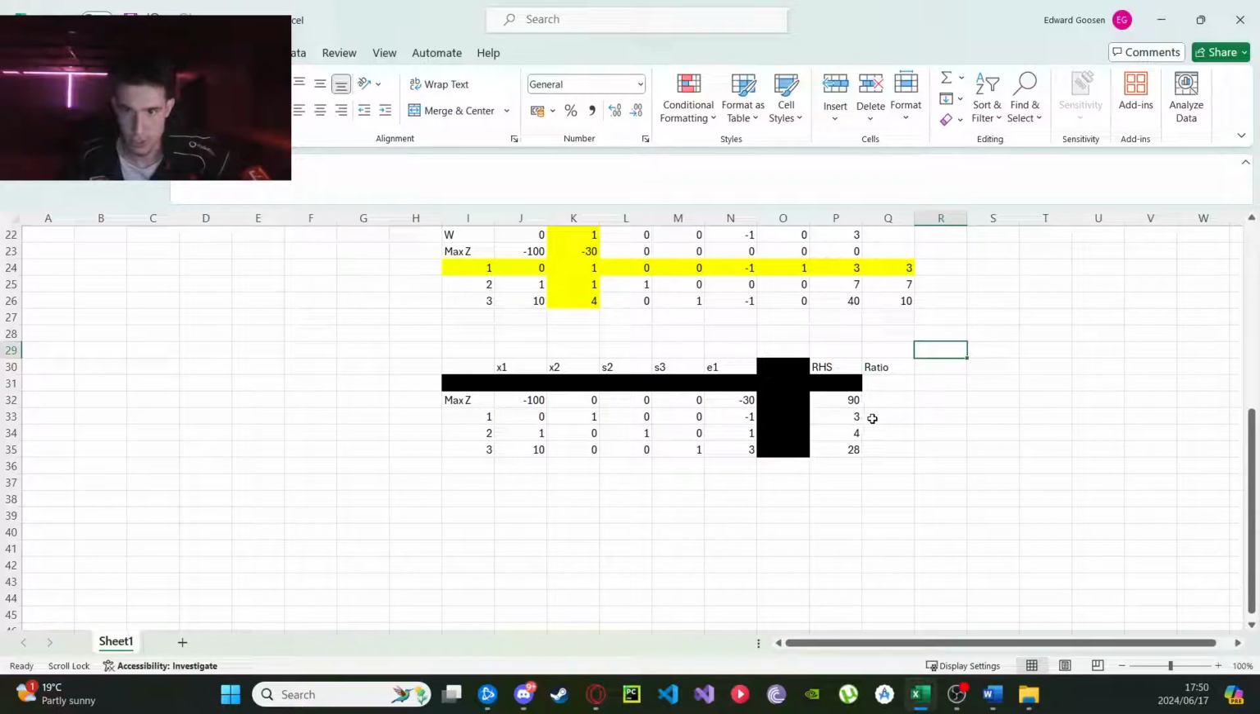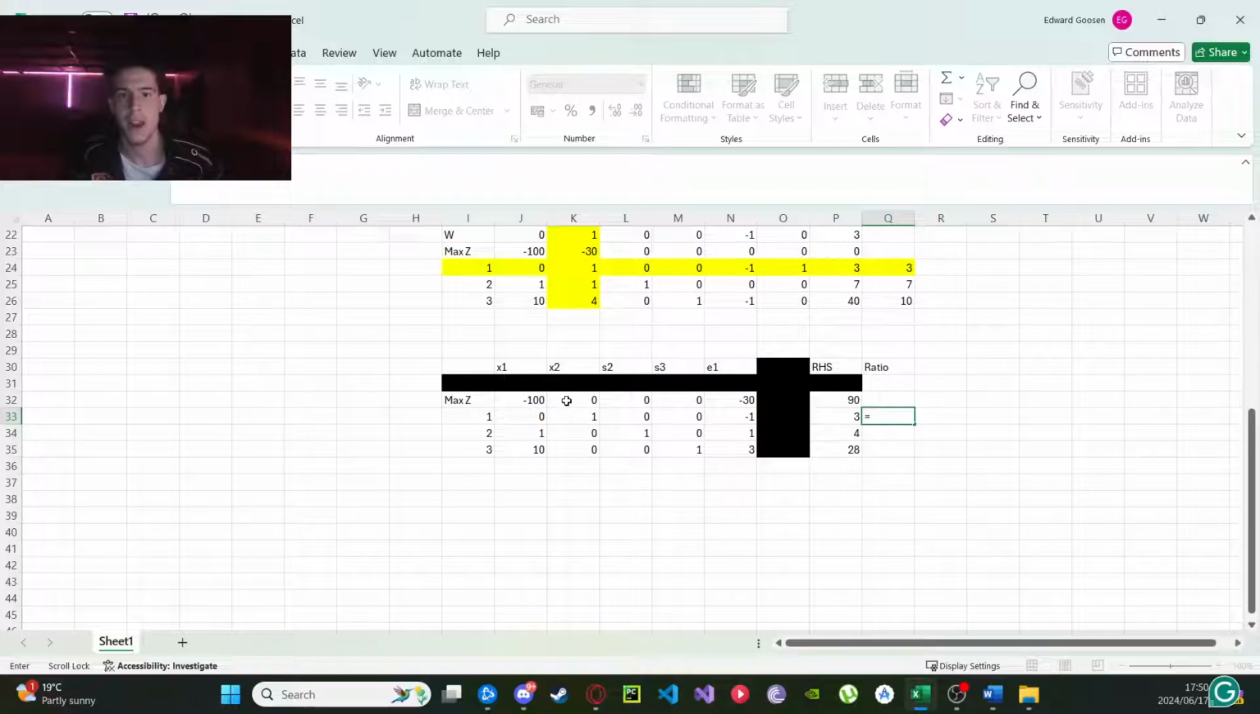Okay, so now it's just going to be the same thing. We're going to find the ratio, and now we're working with this max function over here, our objective function. So we're now looking for our smallest negatives. So it's going to be negative 100. So this is going to be the column we're working with.